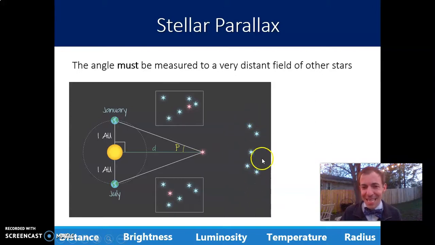So it's kind of like these stars here are like that house across the street, and this star is your thumb stretched out at arm's length. It is jumping back and forth from January to July because it is significantly closer to you. That means this only works if you are measuring a fairly close star relative to a field of very distant stars.